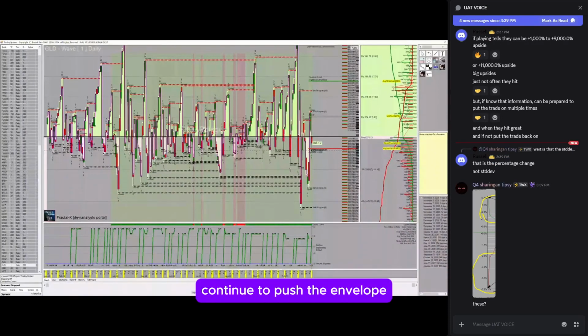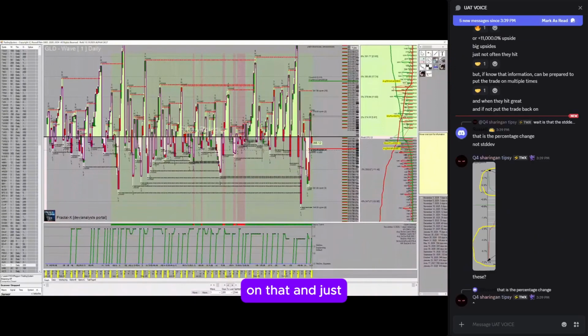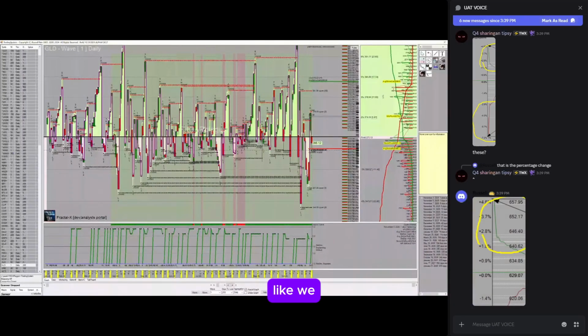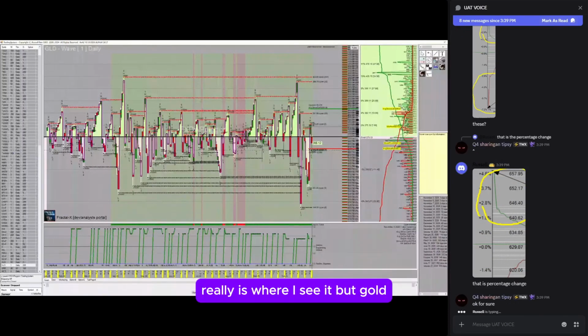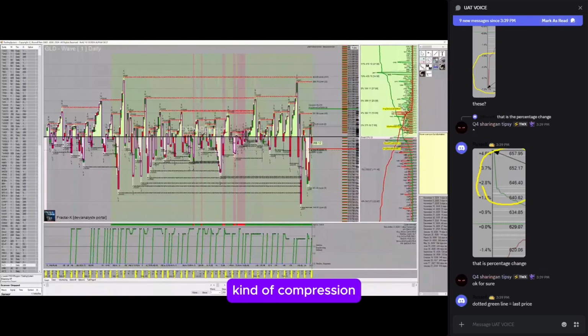We can continue to push the envelope on that and just continue this wave cycle. What we'll see developing here, especially with this pattern, is a very common commodity pattern that I see all the time, especially on oil, but on gold you can see it developing here. Basically, these compression patterns: this is the period of highest volatility, and then both sides pinch.